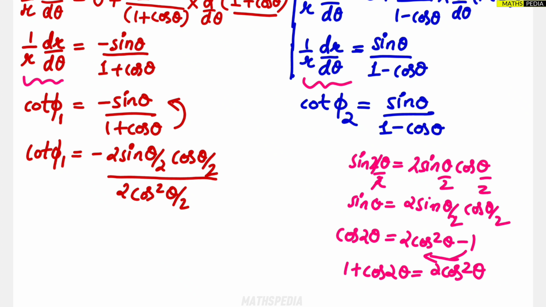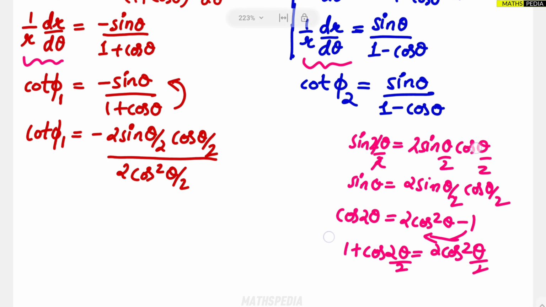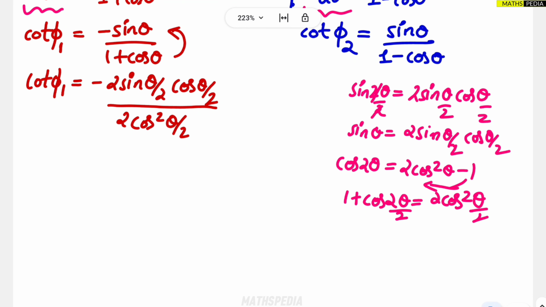But I need 1 plus cos theta. So divide this angle by 2. I am telling you, angle by 2, everywhere angle by 2. So 1 plus cos theta is equal to 2 cos square theta by 2. The same has to be applied here, right? That's why I want this one.